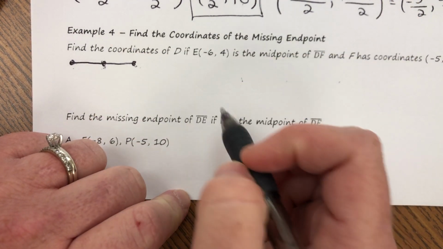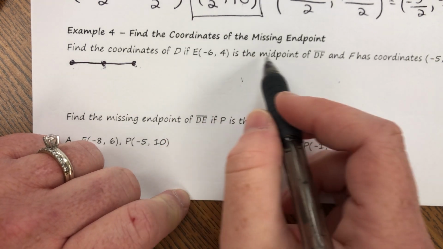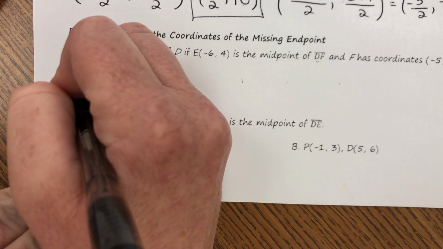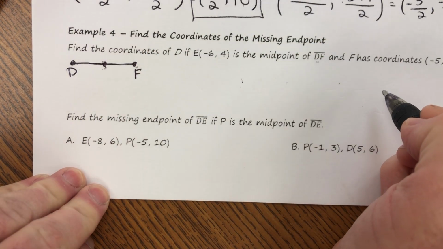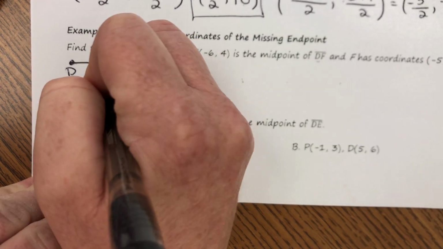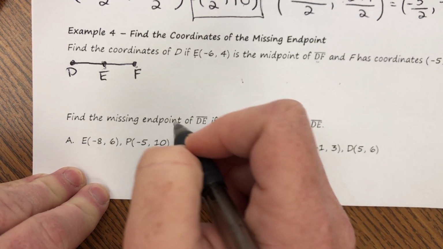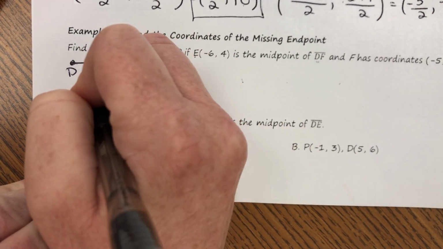Okay, find the coordinates of D if E is the midpoint of DF. So I know line DF, D and F are my endpoints, and then the midpoint it tells me is E, DEF, right? Okay, so it tells me that the midpoint is at negative 6, 4.